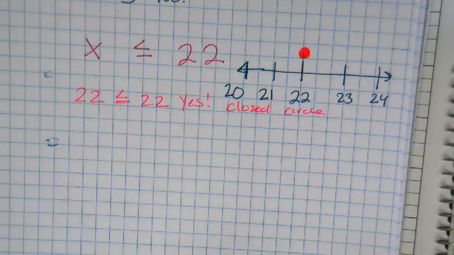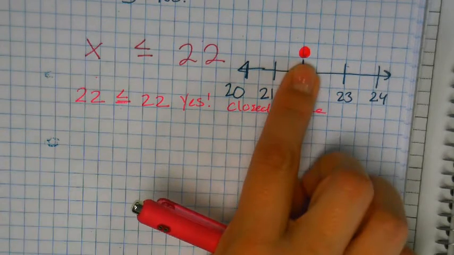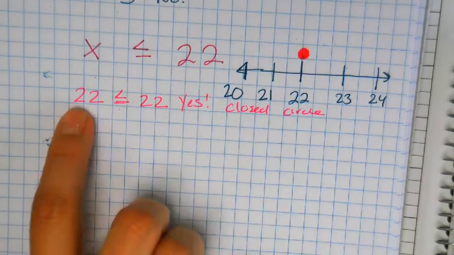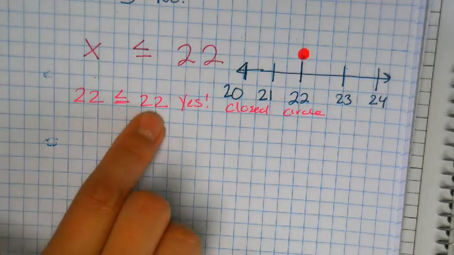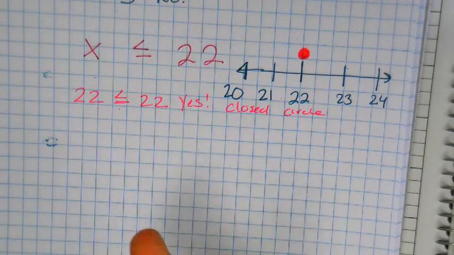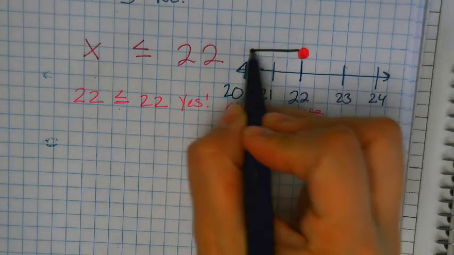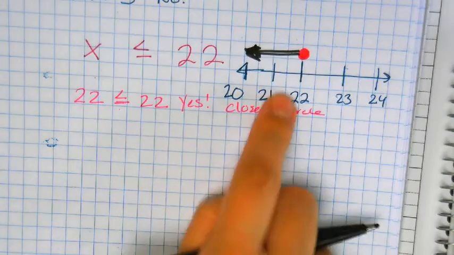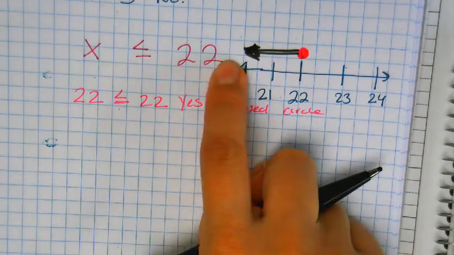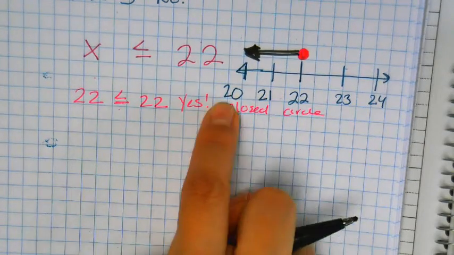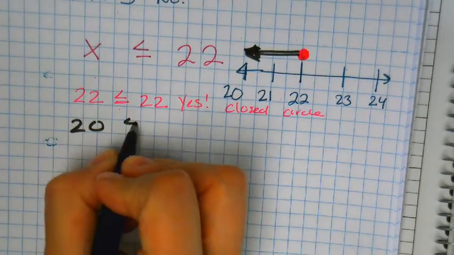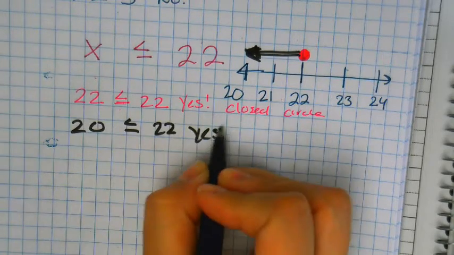Your first step is to determine if it's an open or closed circle. It's closed because 22 is less than or equal to 22, right? The second step is which way do you shade, left or right? Left. Why? Because it's less than. So these are the numbers that are less than over there. You can choose one of these numbers. I'm going to choose 20. Is 20 less than or equal to 22? Yes, it is.